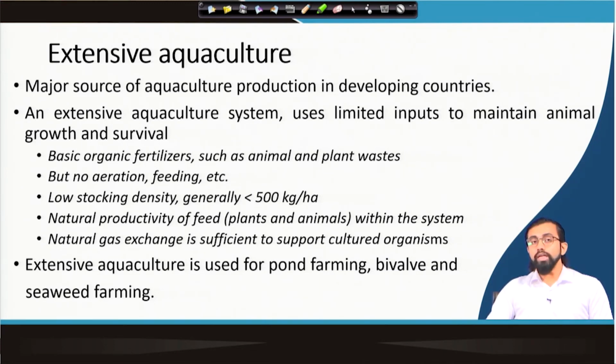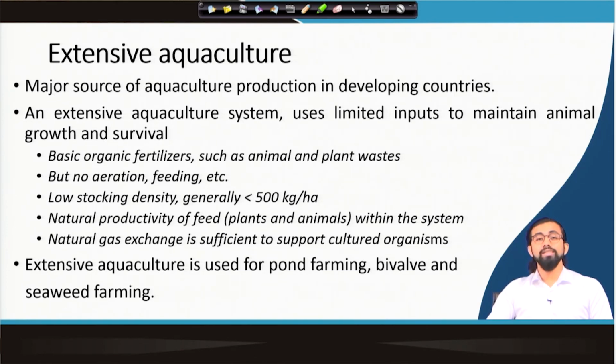It has a very low stocking density, as I already told, generally less than 500 kg per hectare, a hectare being 10,000 square meters. Other than that, the natural productivity of the feed, like the plants and animals within the system, is used for whatever culture species you are producing there.